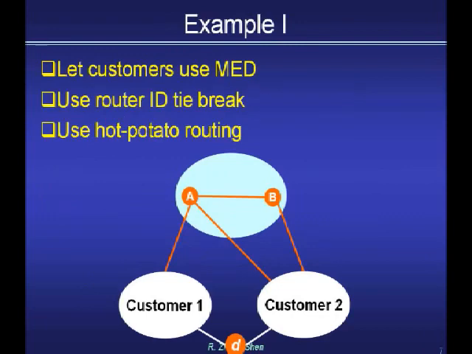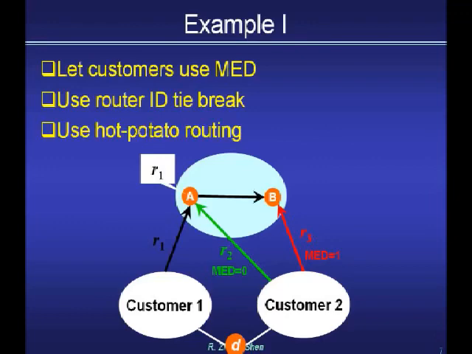Here are 3 conflicting policies. First, I'm the provider in the middle, and I have 2 customers. One of them has 2 links, and I can reach destination D through both of them. The paths are equally good. I want to allow my customer 2 to use MED to specify which route it prefers to use. At router A, I learned 2 routes, so I use router ID tiebreak, and I choose the black route. It has a better router ID.